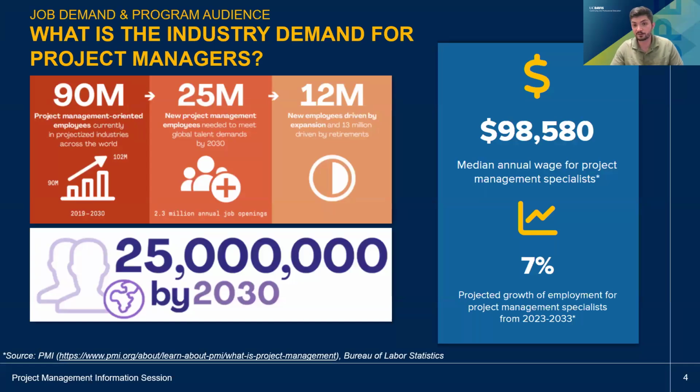Similarly, the Bureau of Labor Statistics tells us that they're anticipating a 7% growth rate for project management specialists from 2023 to 2033. And they tell us that the median annual wage for these roles is around $98,580. Of course, this number varies according to location, experience, and industry, but this is to give you an idea on the career outlook of what this program prepares you for.